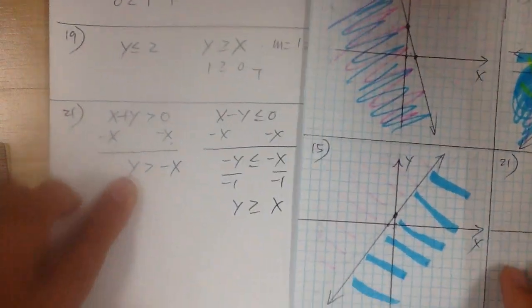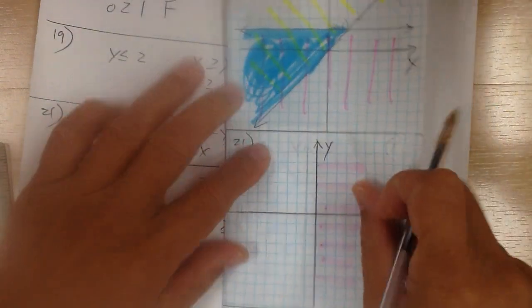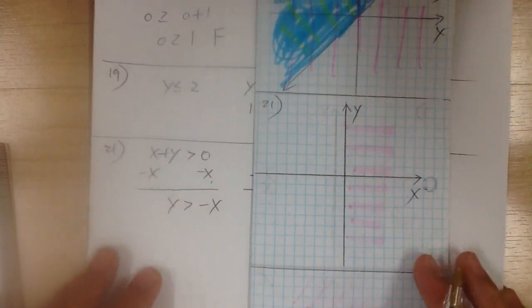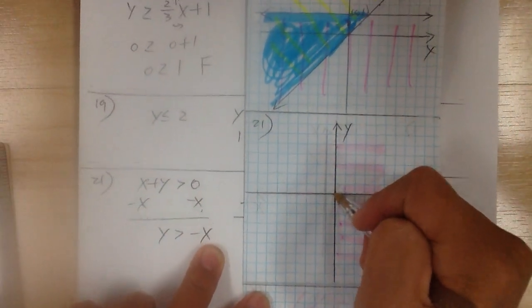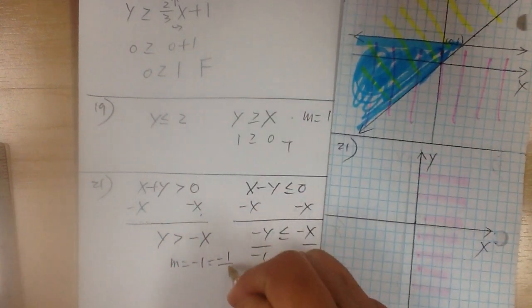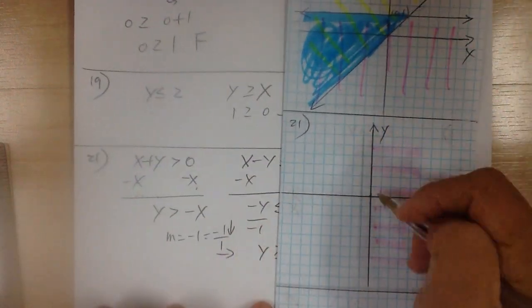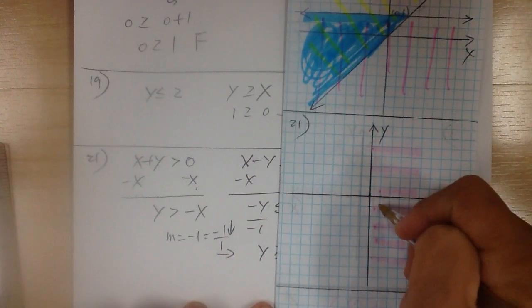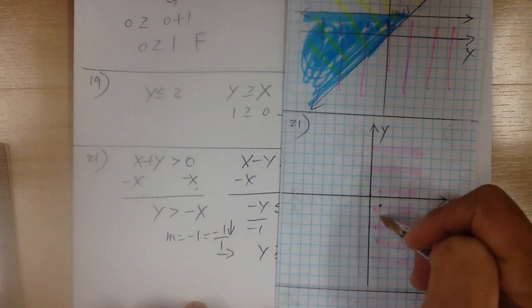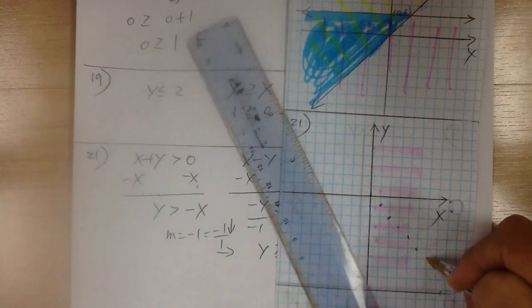Okay, I'm going to do the first one. The intercept is 0, so start at 0. The slope is equal to negative 1, so negative 1 over 1. That means you have to go down and go over. So start over here, and you go down 1 over 1. Go down over 1. So that's your pattern, and it's going to be a dashed line.